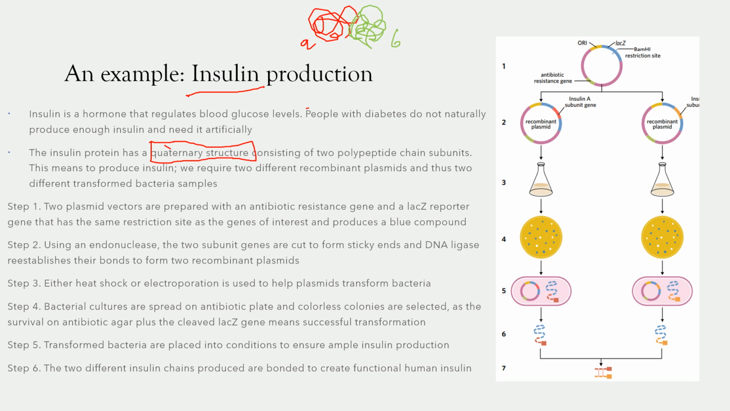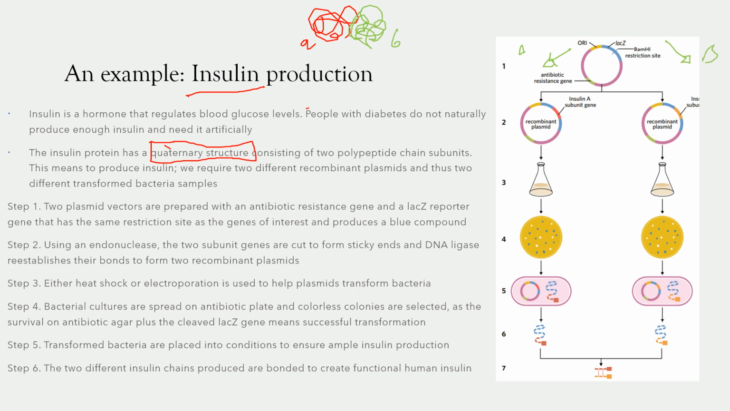Because it's a quaternary protein, we have to go through two different stages to make the fully formed insulin. We need to make the alpha protein and we need to make the beta protein. And then at the end, we will combine the two. That's why you'll see that they've gone into two different branches here. This one is the alpha unit and this one is the beta unit.